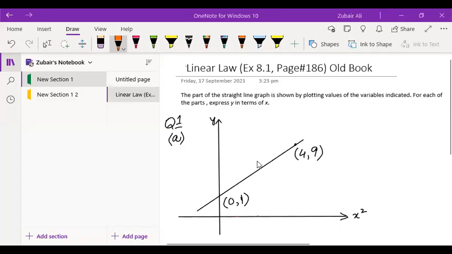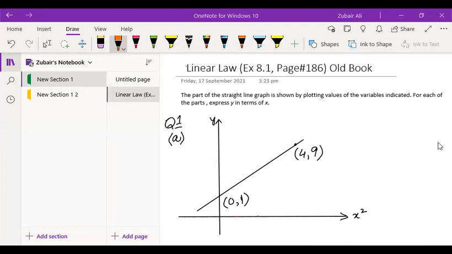So now linear law, which is chapter 8 of the old advanced book and exercise 8.1, page number 186. Now we are going to do question number 1, which has 4 parts. I'm going to do 2 of the parts here, the first one and the last one, which is part D.